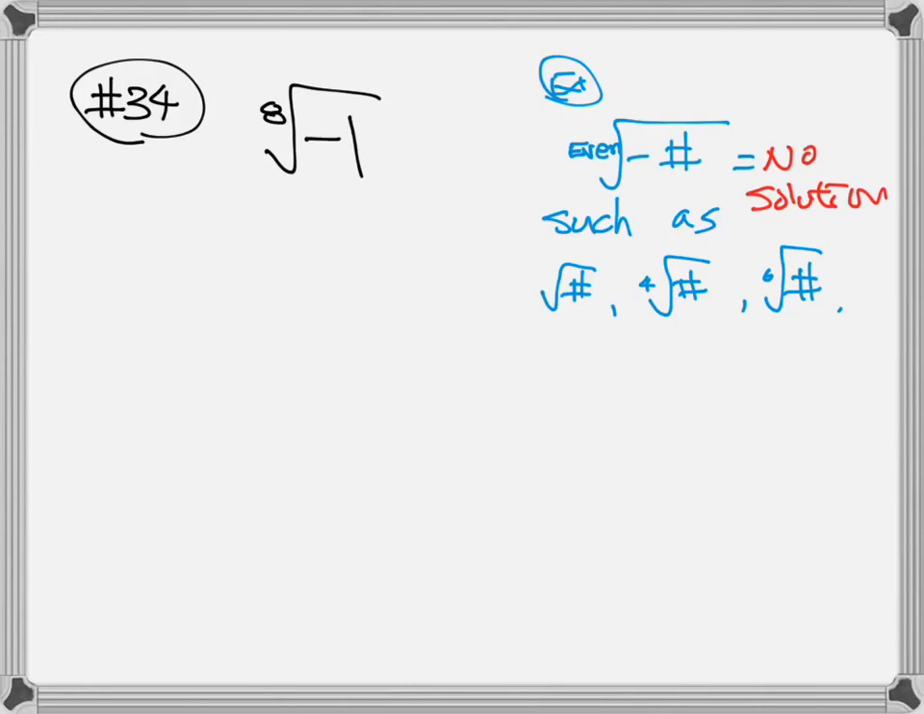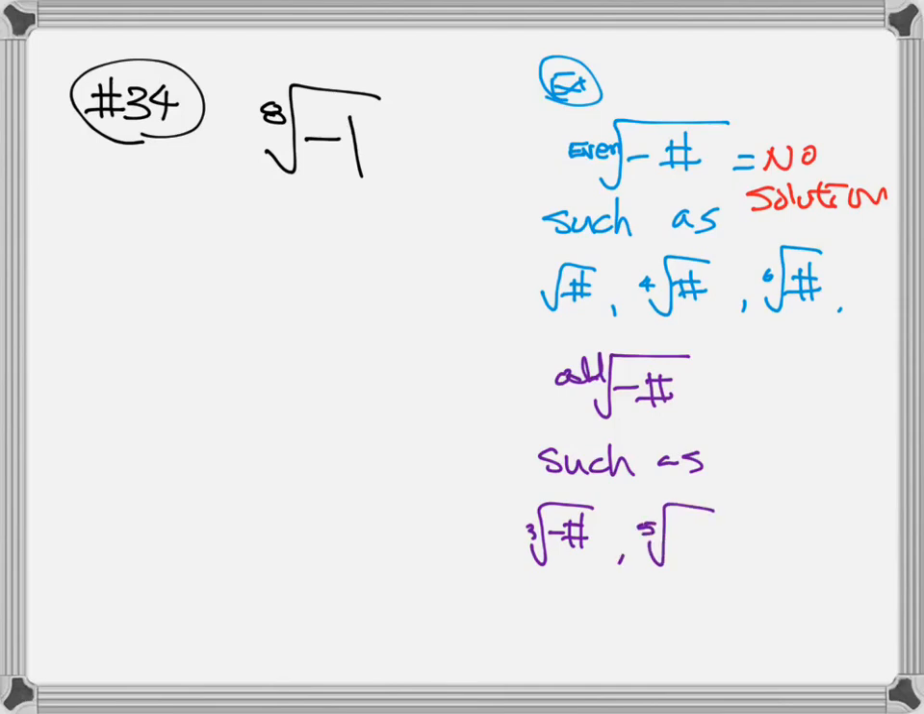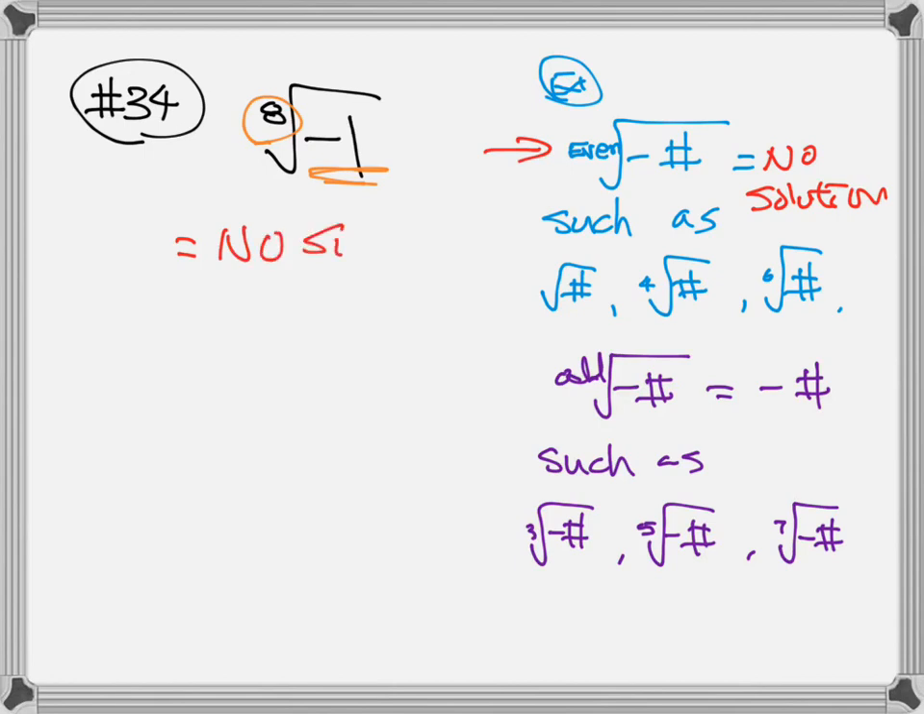Okay, next, with odd roots, which will be like a little 3 with a negative number, or a little 5 with a negative number inside, then a little 7 outside and a negative number inside. For this, your answer is equal to a negative number. Okay, now let's go back to my number 34. Number 34 over here, you can see we have even roots, right? A negative number inside, so therefore, what applies over here? No solution.